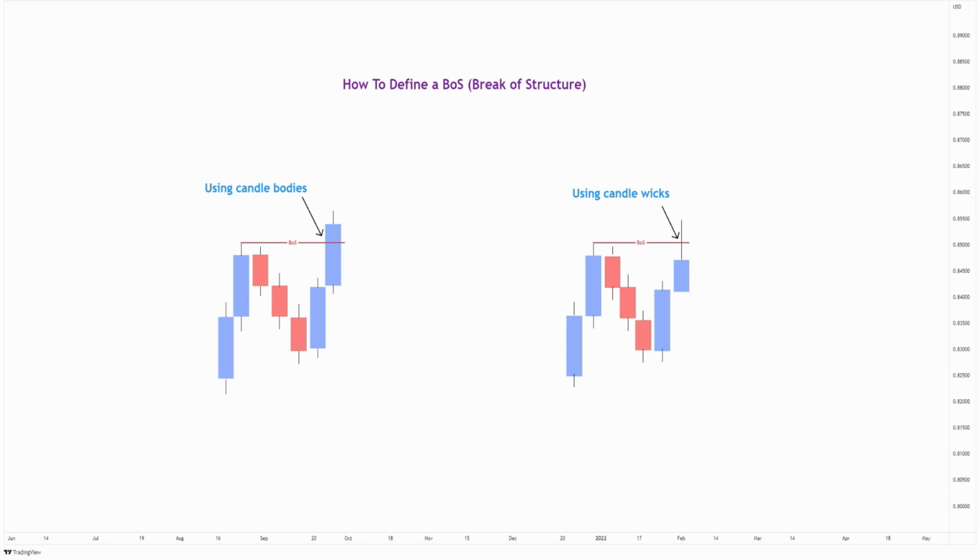One of the main components of market structure is the break of structure. A break of structure is defined as the point where the price breaks and closes above or below the body of the previous candle. This approach is considered the most conservative way of mapping out the market structure and identifying a break of structure. Alternatively, a break of structure can also be defined by the price breaking and closing beyond the previous candle's wick, which is considered the most aggressive approach. We will delve deeper into this topic in future videos, but it is essential to understand the basics for now.